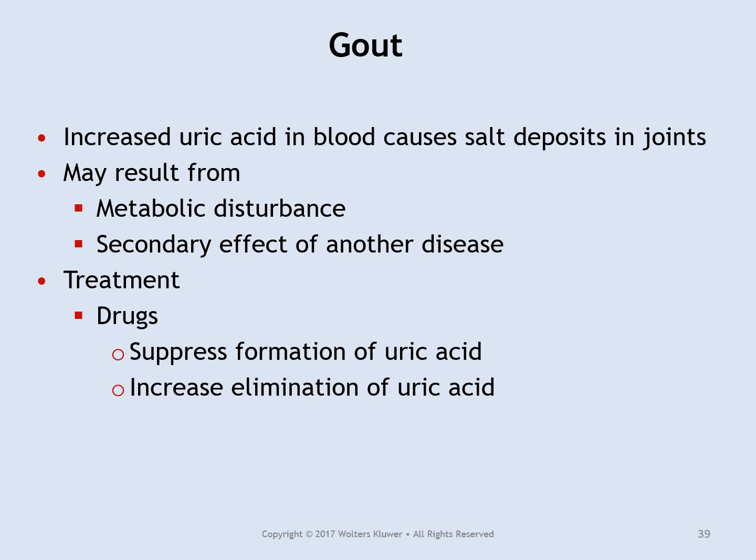Gout is when there is too much uric acid. If that uric acid builds up in the synovial fluid, you can get uric acid crystals, and that causes extreme pain. The drugs used to treat it attack it in one of two ways. Either they can suppress the formation of uric acid, or they can increase the elimination of uric acid in the kidneys. Either way, if there's less uric acid, those crystals can dissolve and come out of the joints and resolve the symptoms.